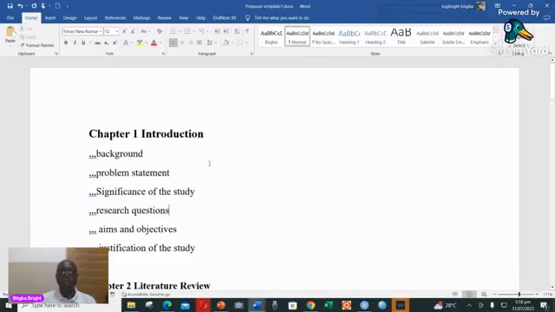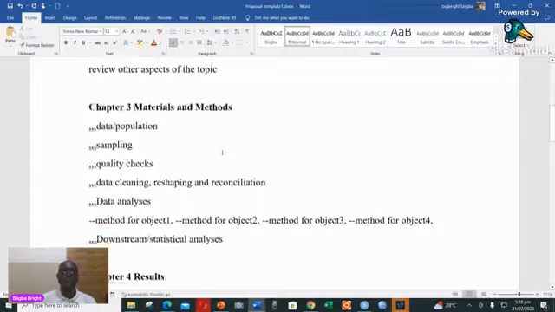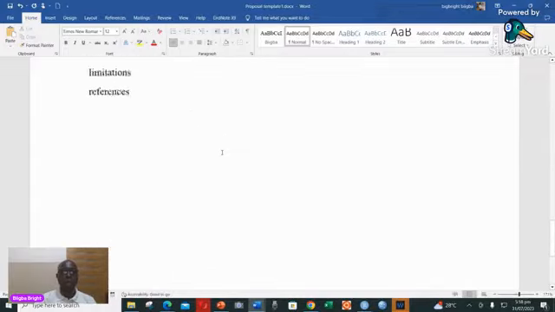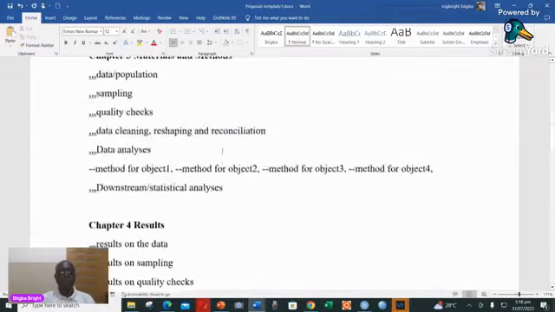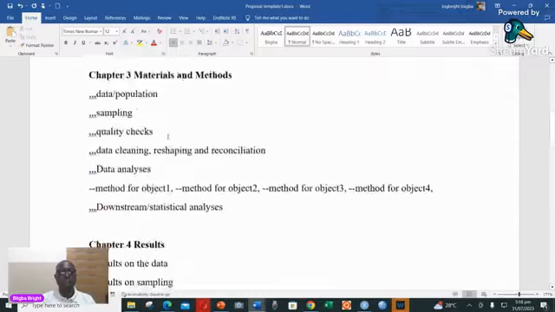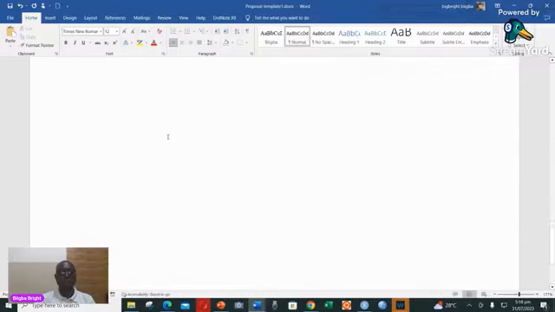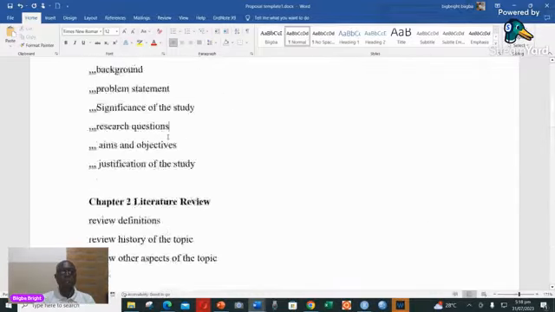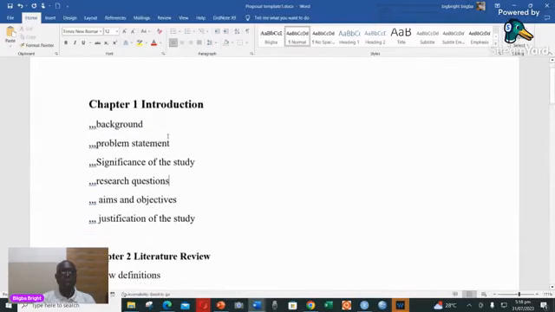But in general, this is how it looks around here, and I'm going to run through them quickly. Now, theses are structured mostly in 6 chapters. Chapter 1 will take the introduction, and under the introduction, it is made of the background. The background is where you tell the whole story about the problem you are investigating.